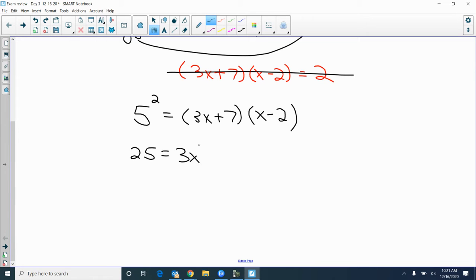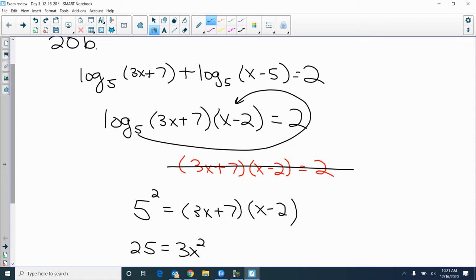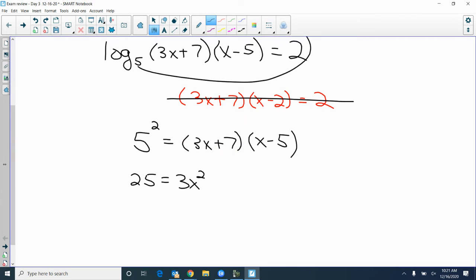25 equals 3x squared minus 6x plus 7x. Did I write that down right? Yeah, it's supposed to be a 5. Why did I put a 2? Makes no sense. So that's supposed to be a 5, and that's supposed to be a 5. There we go. So that gives me minus 15x plus 7x is minus 8x minus 35.